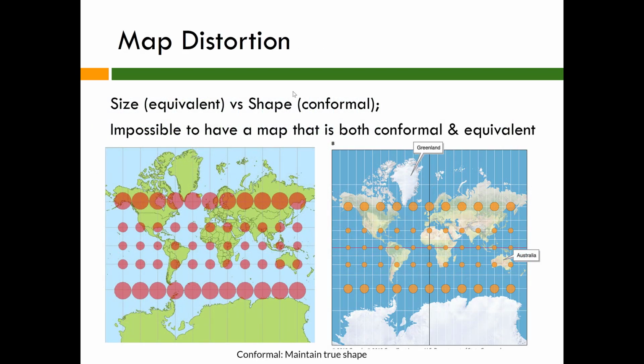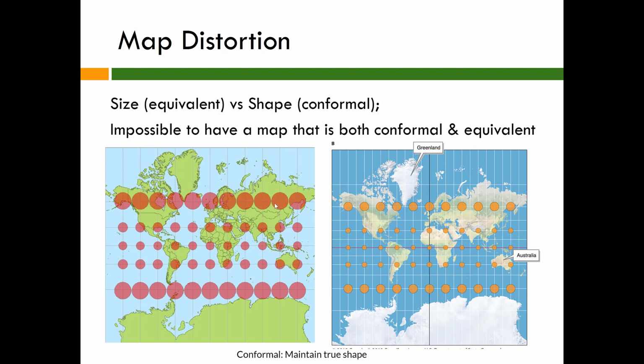So on our map, you have different types of distortion. You have two categories in general. You have size, you have shape. So here's the dilemma. You can only keep one thing right, either size or shape. If you keep size right, we call your map an equivalent map. If you keep your shape right, we call that a conformal map. So it's impossible, it's a dilemma. You cannot keep both true. It's impossible to have a map that is both conformal and equivalent.